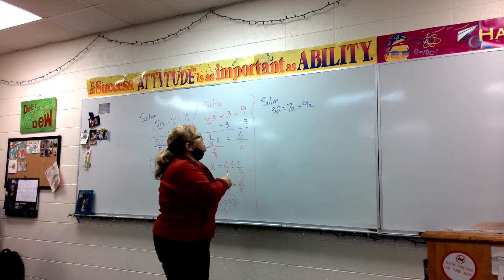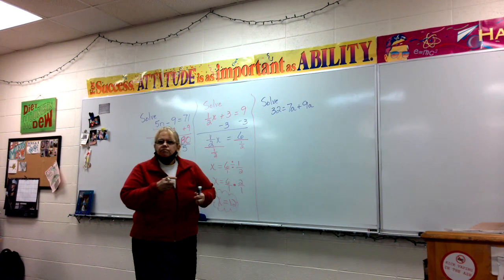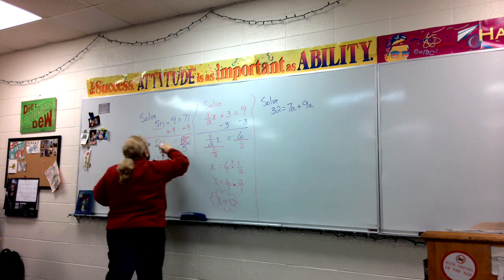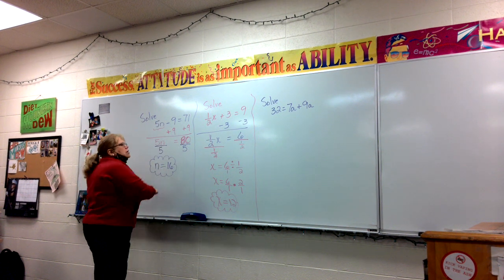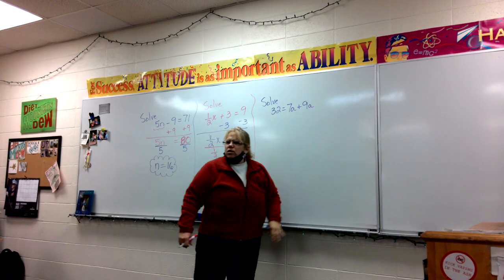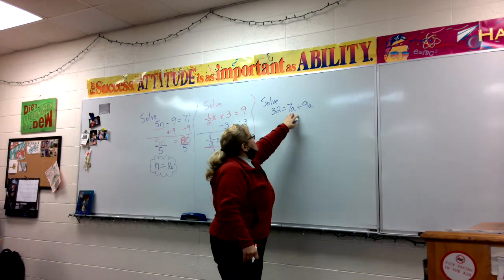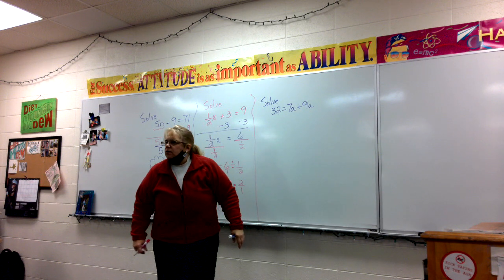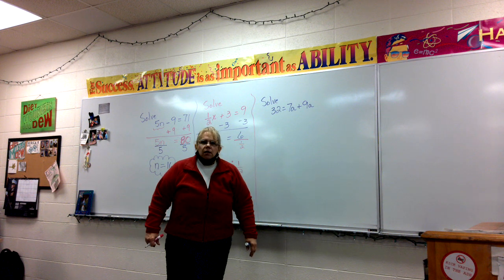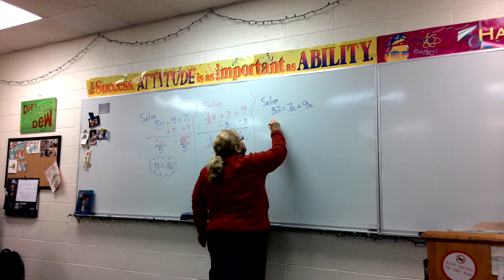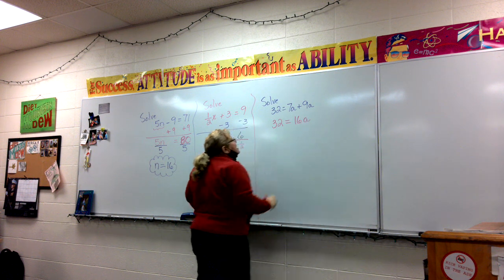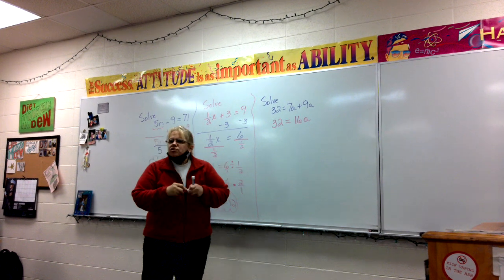What do I do here? Look, all the x's were in one spot. All the n's were in one spot. All the a's are not really in one spot. I have 7 a's plus 9 more a's. How many a's is that? 16 a's. So 32 equals 16 a's. Now you know what to do.